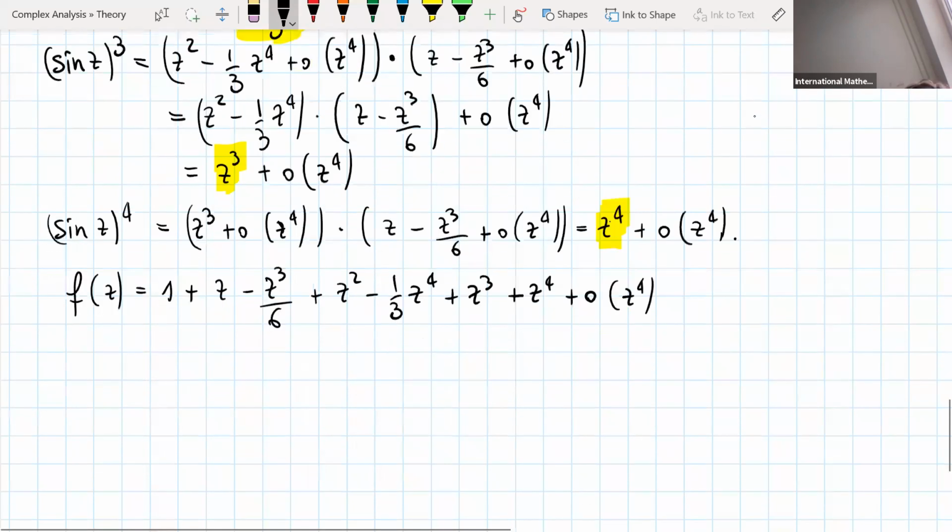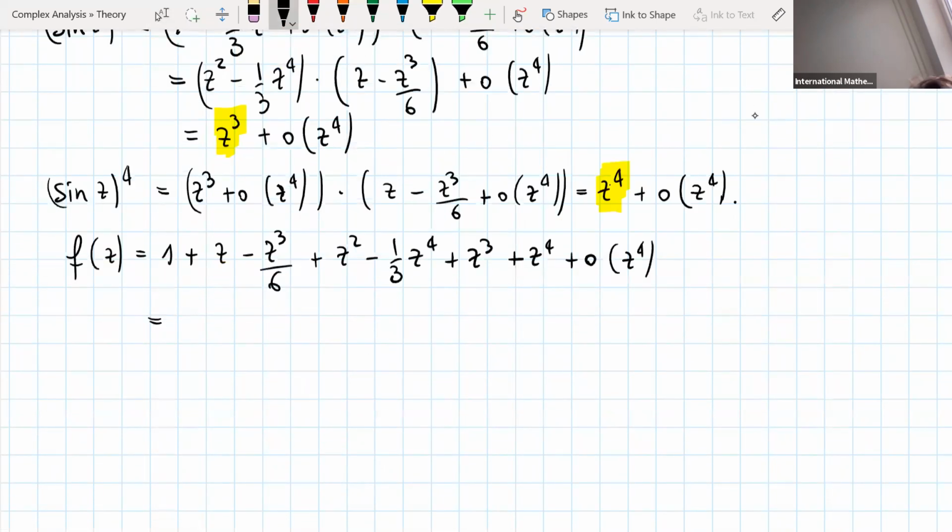Okay, so then we have it. We can rewrite it a bit better. So 1 is the only term of order 0. Then for terms of order 1, there is only z. For terms of order 2, there is only z squared. Then we have a couple of terms of order z cubed. Summing them up gives me 5/6 z to the cube. And then we also have a couple of terms of order z to the 4, which gives me this.